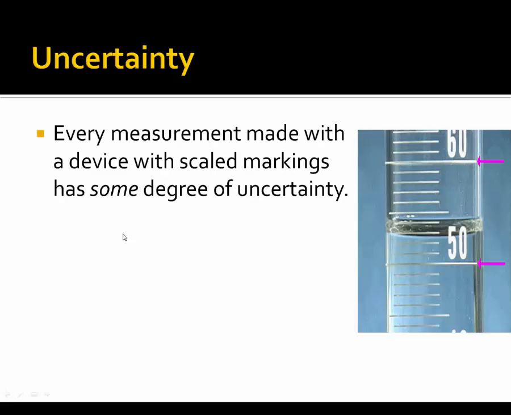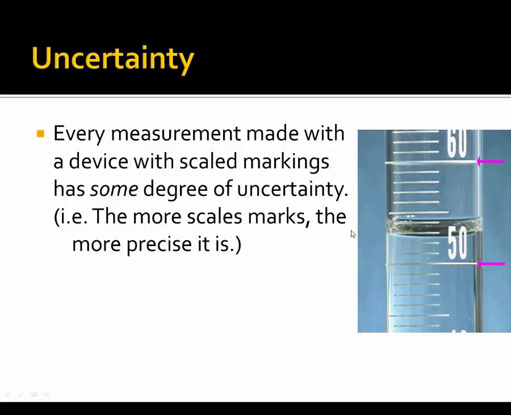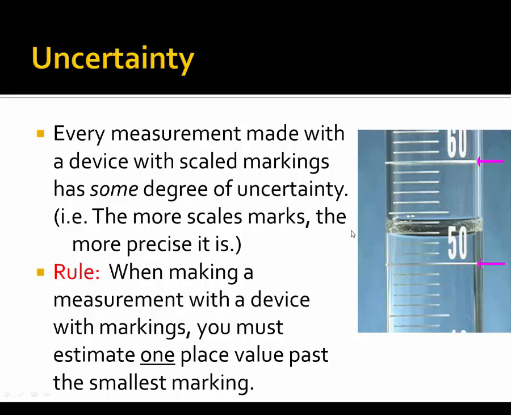There's always that uncertainty. Every measurement made with a device with scaled markings, like this graduated cylinder, these are scaled markings here, has some degree of uncertainty. Even the scales that we use in the lab, the ones that measure mass, right? Those have some degree of uncertainty. Remember, the final digit fluctuates up and down. That's telling you that there's some uncertainty there. Remember, the more scale markings, the more precise it is.